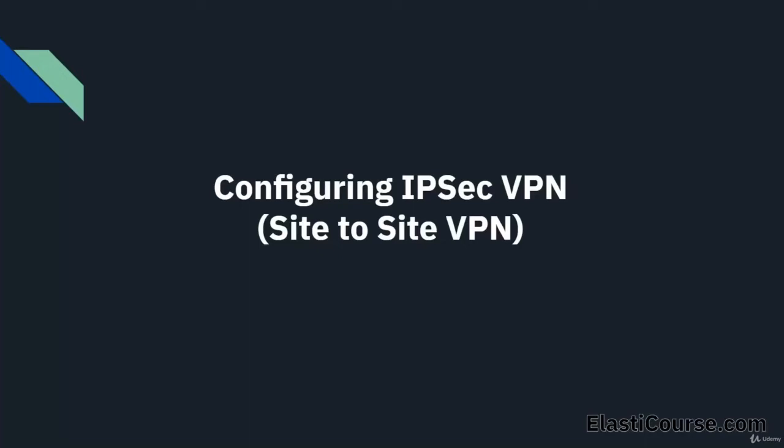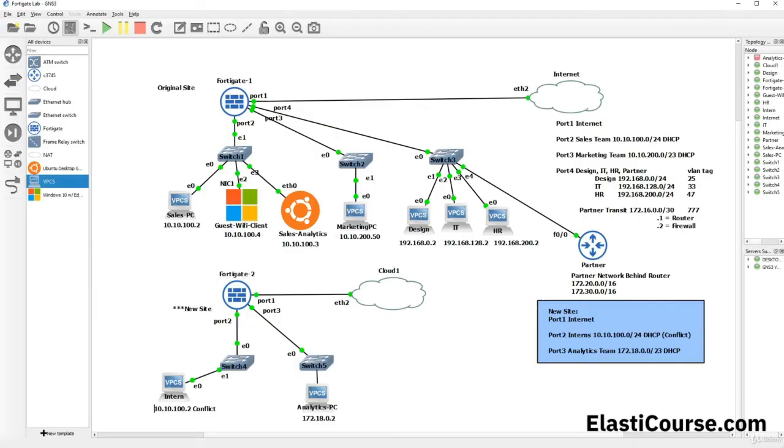Configuring IPSec VPN, also known as site-to-site VPN. Going back to our GNS3 example, we built two different sites using FortiGate units. We have our original site and we have our new site, and we are looking into options to connect these two networks together. Right now, these two networks are not connected at all, and we have a variety of options on connecting different sites.